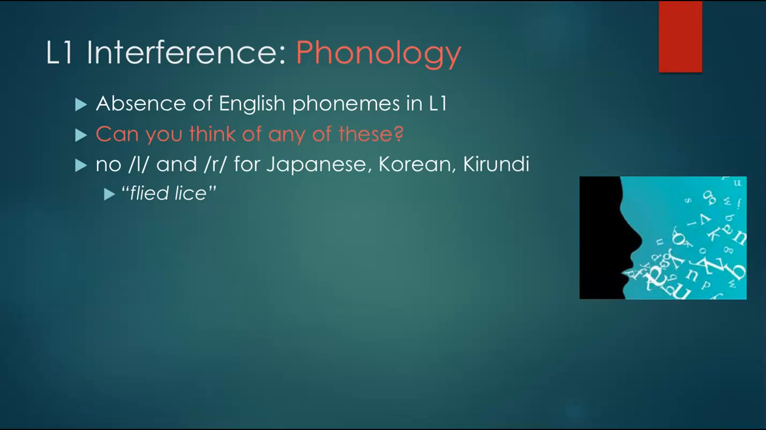One common one that we see a lot is L and R. In some languages like Japanese, Korean, Kirundi, they don't exactly have the L or the R sound, but they have something kind of in between, a sound that isn't quite either of those, but is similar to both. And so that's where we get kind of that stereotypical error of something like Fliedlice, where it becomes very difficult for speakers of some of those languages to make a hard R or a clear L sound.